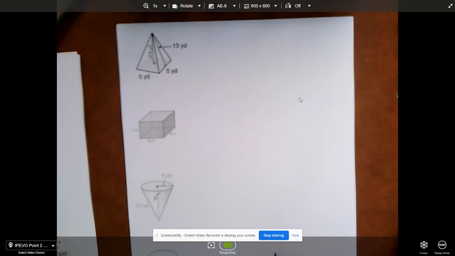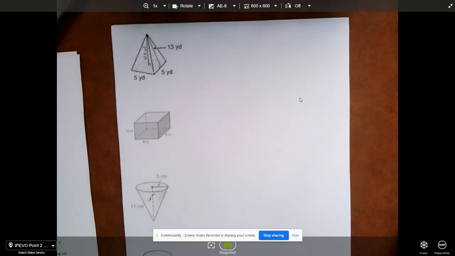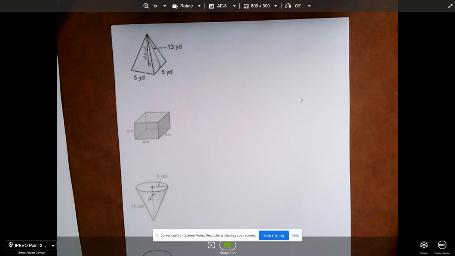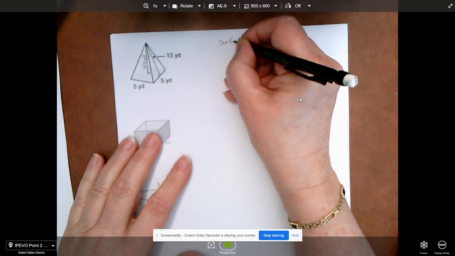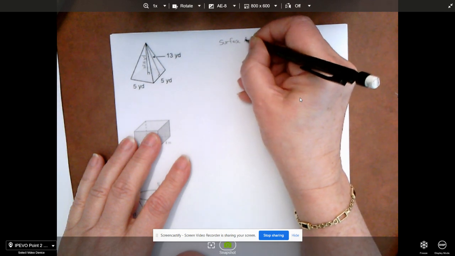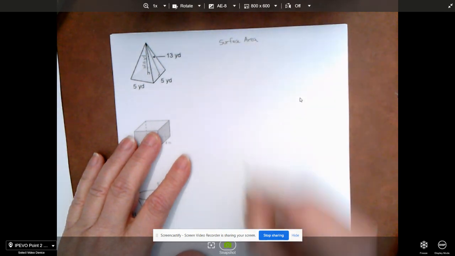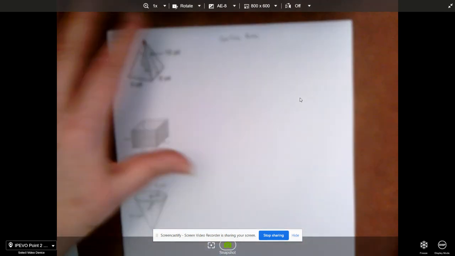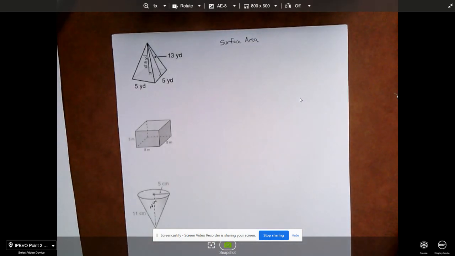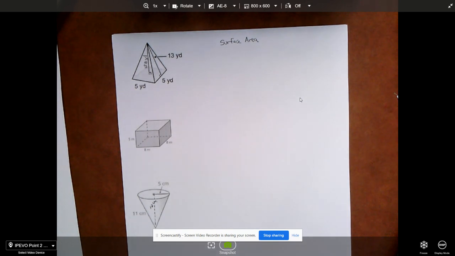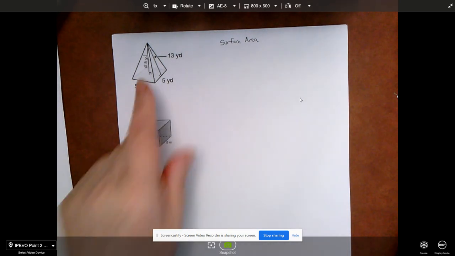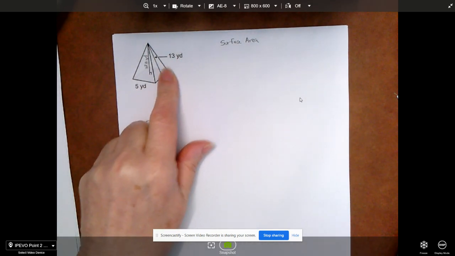All right, now that we've found the lateral area of each one of these shapes, now let's go ahead and find the surface area. If you remember, the difference between the lateral area and the surface area is that the surface area is the area of the whole figure, where the lateral area is just the area excluding the bases. So once again, we already decided that this was a pyramid.